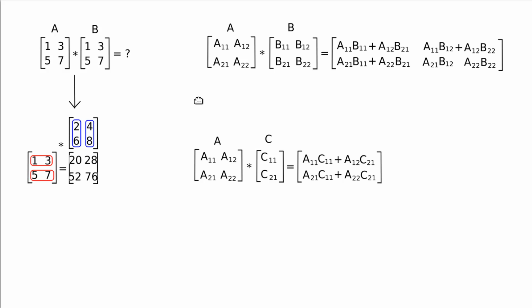So, say we have two matrices, A and B, and we want to multiply them. A times B. A is 1, 3, 5, 7. Oh, whoops, that's not correct. B is supposed to be 2, 4, 6, 8. Just imagine that this is this. So B is 2, 4, 6, 8. This is a typo.